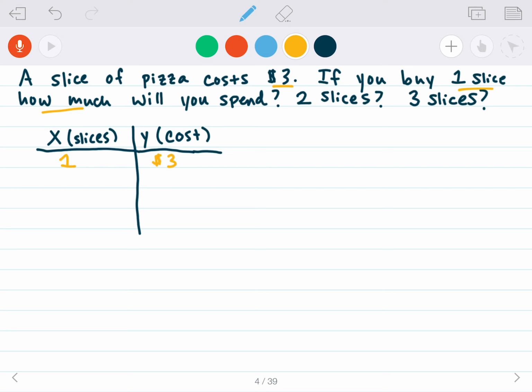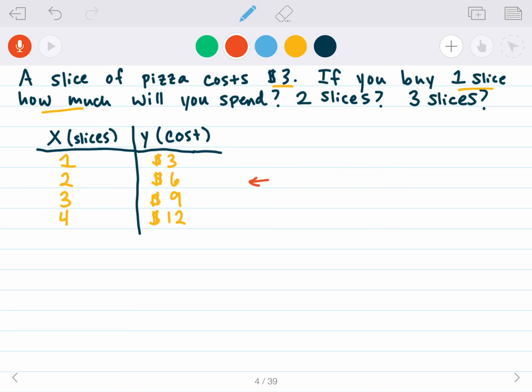What if I buy two slices? How much am I going to spend? Well, if I buy two slices, I'm going to be spending 3 times 2. 3 plus 3 is 6. If I buy 3 slices, how much am I going to spend? I'm going to be spending $9, right? 3 times 3 is 9. And we can keep going like this. If we buy 4 slices, we are going to spend $12. So the relationship between the number of slices that we buy and what we're spending is a linear relationship.